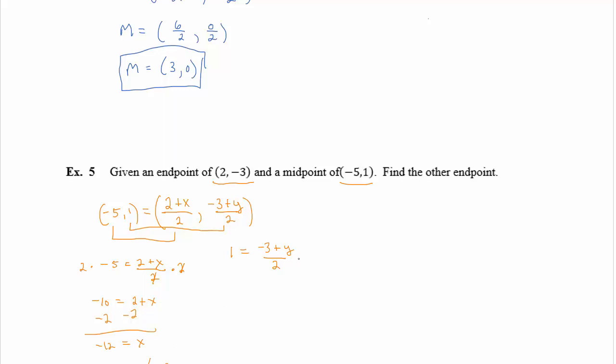Let's see about our y's. We multiply by 2 on both sides. 2 times 1 is 2 equals -3 plus y. When we add 3 to both sides, we get 5 equals y. So our other endpoint better be -12, 5.